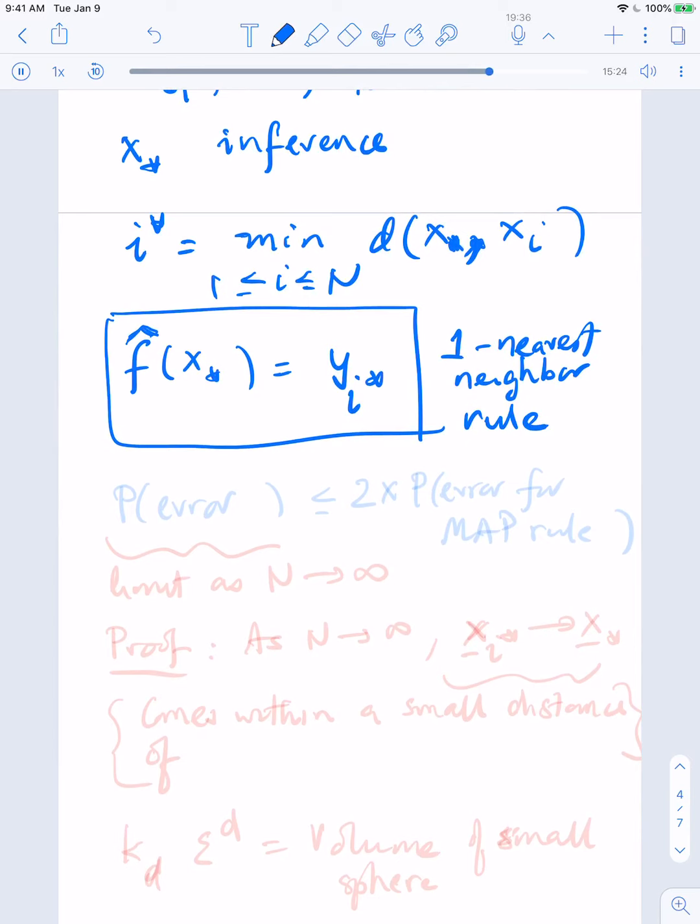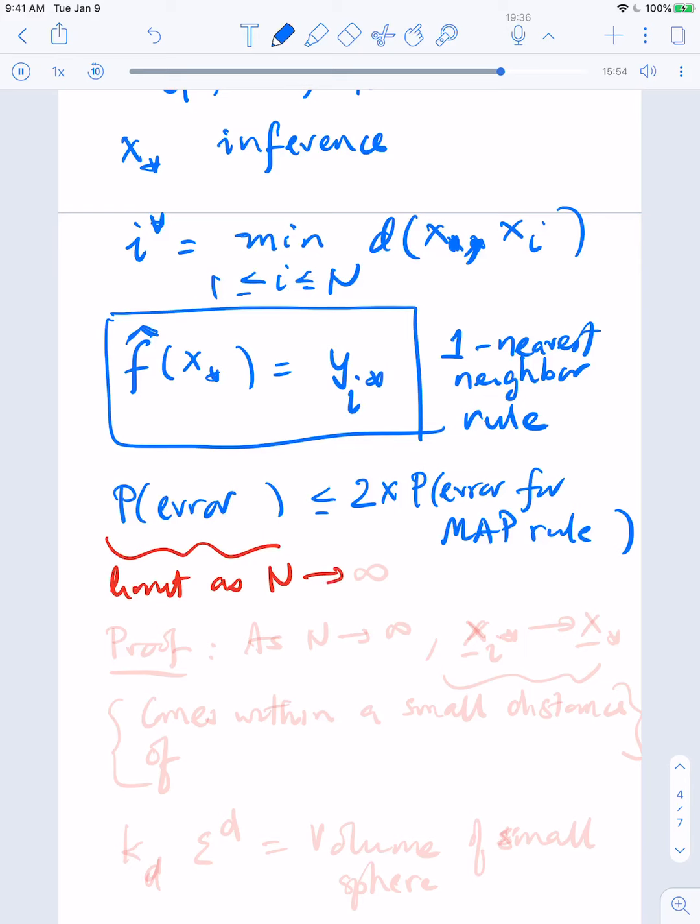And the key result of Cover and Hart is that the probability of error for the nearest neighbor rule is less than or equal to 2 times the probability of error for the MAP rule that actually knows all the distributions. This is the limit of the probability of error as the number of training points gets large. And well, how large should these training points get?